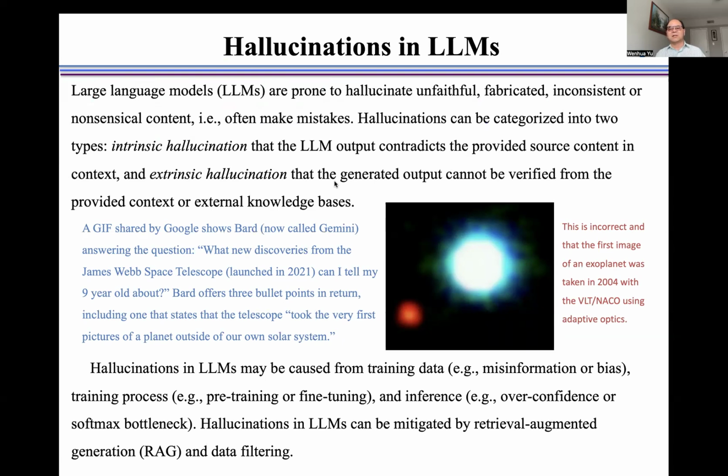Hallucinations can be categorized into two types, namely intrinsic hallucination, where the large language model output contradicts the provided source content in context, and extrinsic hallucination, where the generated output cannot be verified from the provided context or external knowledge basis.